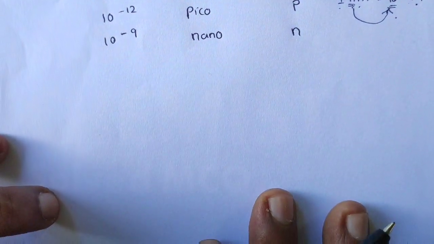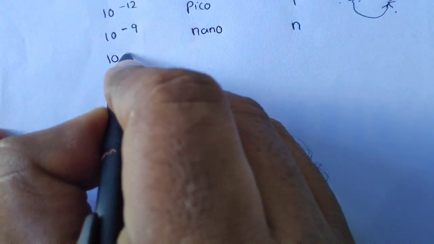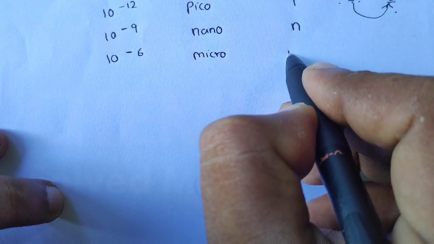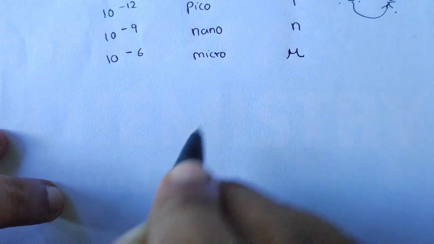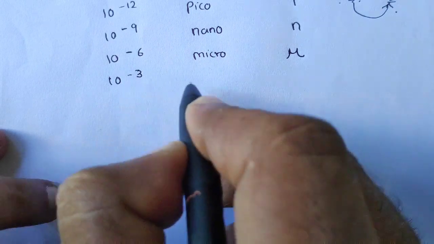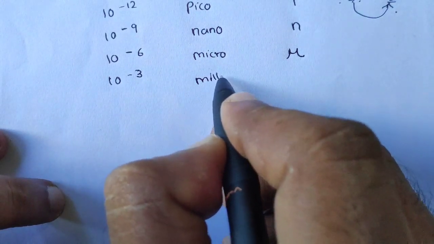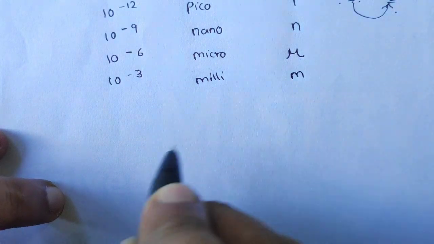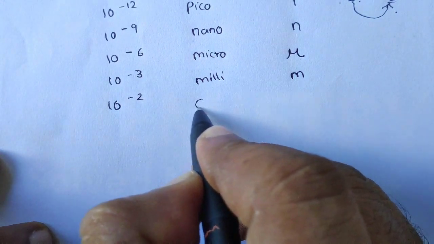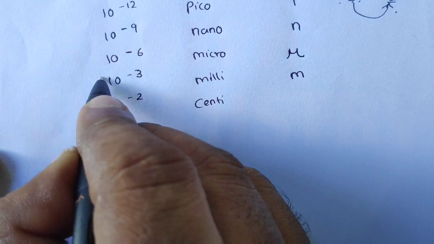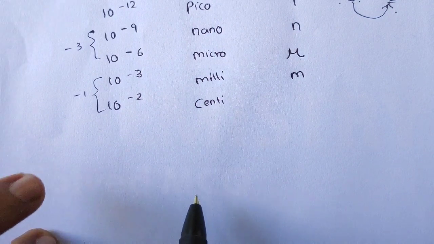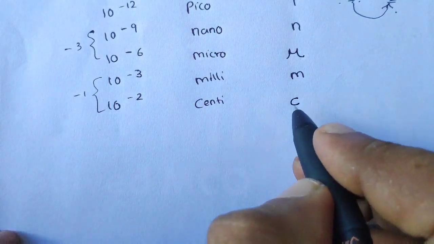Then the next one, 10 raised to minus 6, that is micro. Micro is written with mu, which is Greek. Then 10 raised to minus 3 is milli, with a small m in lowercase. Then 10 raised to minus 2 is centi. Clear? From here onwards you will see only 1 is subtracted. In the other cases 3 was subtracted. Understood? So centi, that is c.